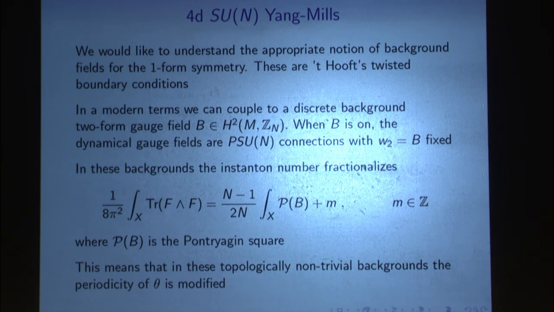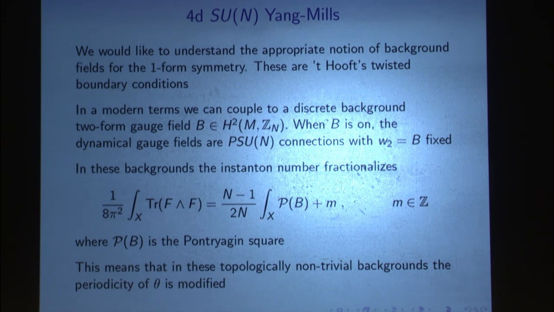Okay, just like the QED example in two dimensions, the key effect here is that when you turn on this background field, or when you're in these 't Hooft twisted boundary conditions, the instanton number is fractional. And there's this formula for computing the fraction. So if b is 0, then you have the standard fact that the instanton number is some integer m.